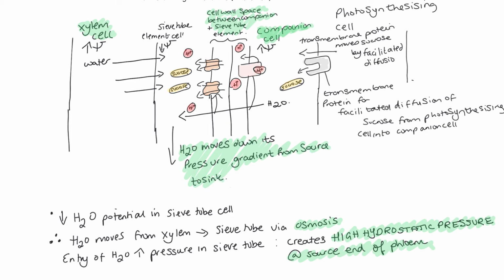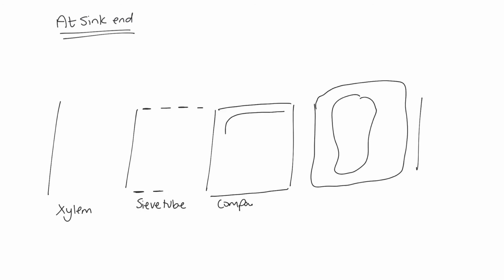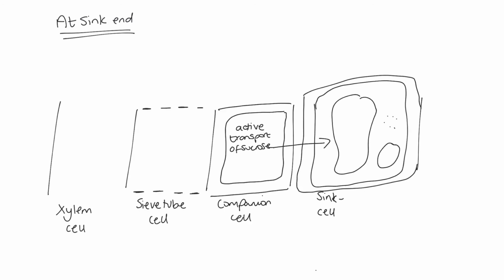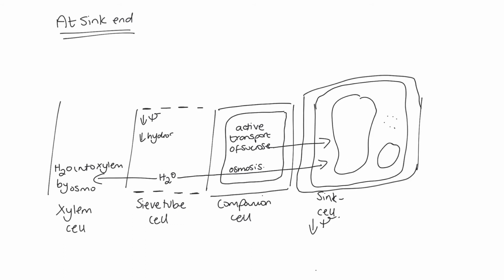When the dissolved sugars arrive at the sink cells, active transport is used to actively transport them out of the sieve tube cells into the sink cells. This lowers the water potential of the sink cells in comparison to the sieve tube element cells. So, water leaves the sieve tube element cells by osmosis and enters the sink cells. This lowers the hydrostatic pressure at the sink end of the sieve tube element. This maintains your hydrostatic gradient. This maintains the pressure gradient. So we always have a high hydrostatic pressure at the source and a low hydrostatic pressure at the sink.